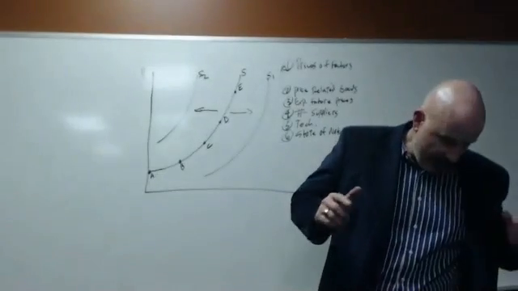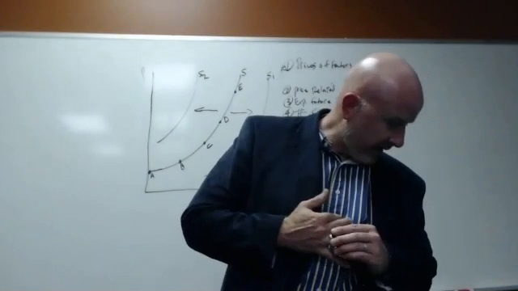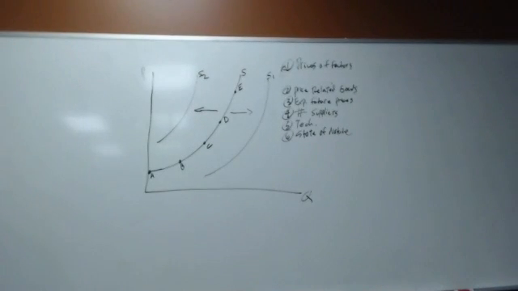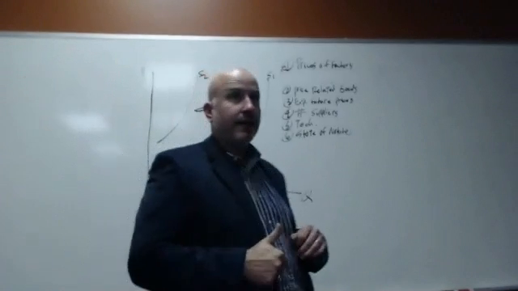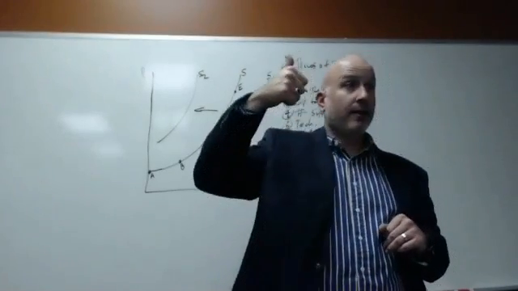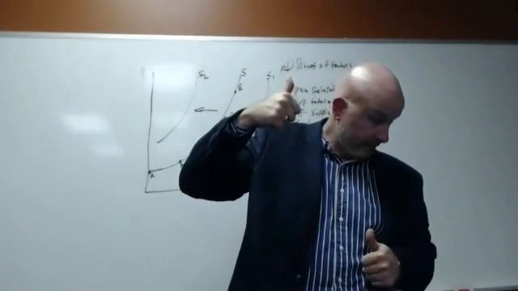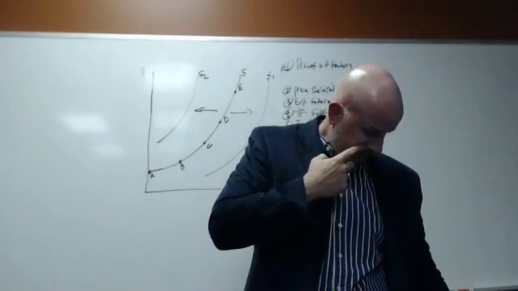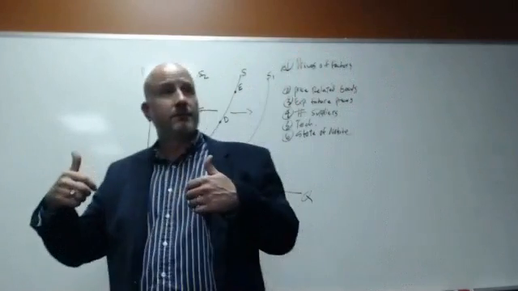Now, complements. Goods are complements in production if they must be produced together. So what's going to happen when we start to see a rise in a good? What's going to happen to the complement? It'll increase. It will increase. Because remember, they have to be made in tandem. Mustard and ketchup.